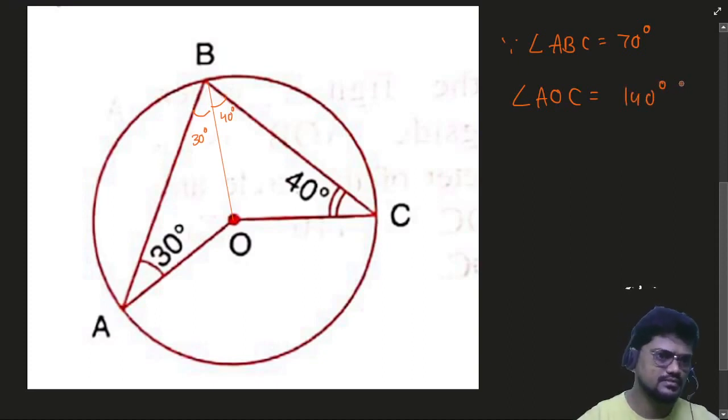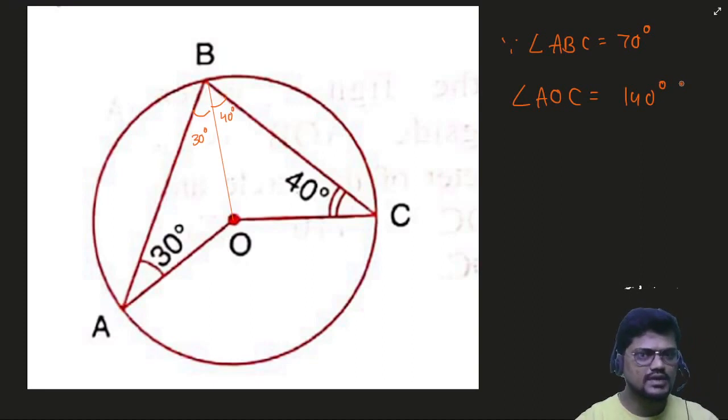Clear? You don't have to write it like this. You have to write all the statements. That is, in triangle AOB, AO equals OB. Therefore, triangle AOB is an isosceles triangle. Therefore, angle BAO equals angle ABO. Therefore, angle ABO equals 30 degrees. That's how you need to write.